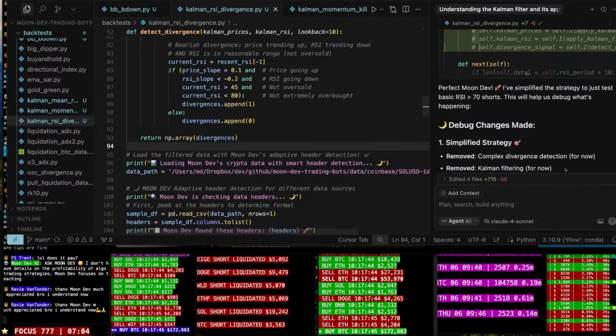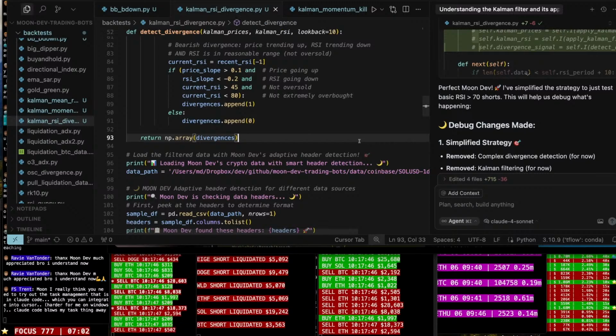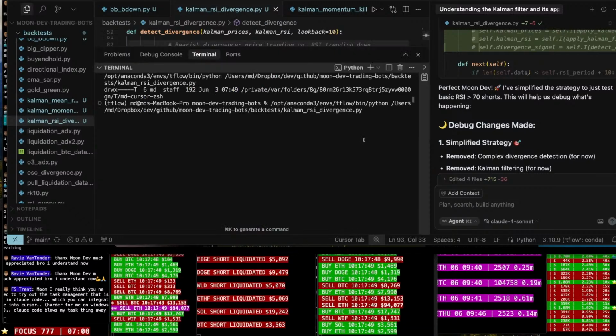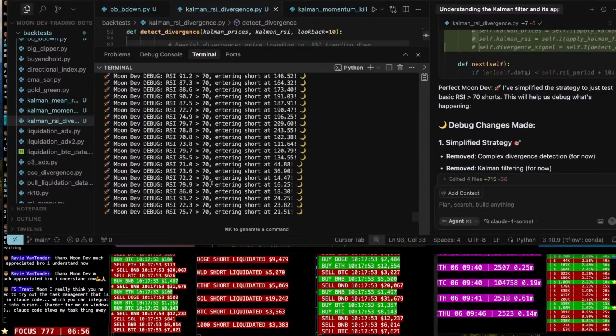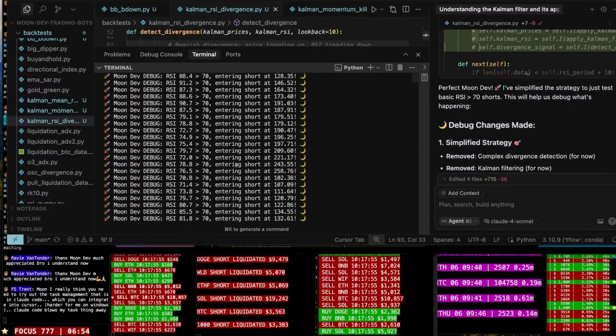Okay, so you can go in this loop forever. I just want to show you how to get this done here and how to bring your ideas to life. You can see entering short. It looks like now it's definitely hitting.